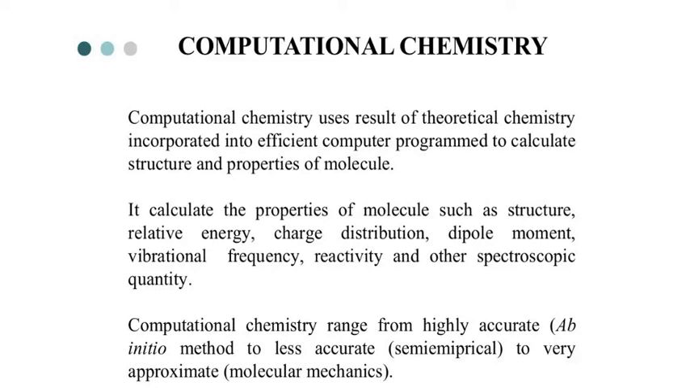My friends, computational chemistry ranges from highly accurate ab initio methods, to less accurate semi-empirical, to very approximate molecular mechanics. What does it mean? It means theory and experiments: whatever spectroscopic results and values you are getting will not exactly match, but will be very near, if you are using proper commands and proper theory for the calculations.